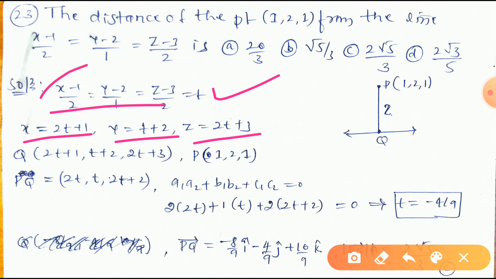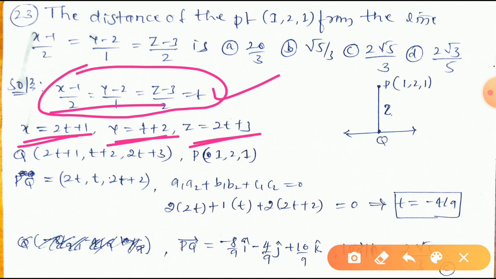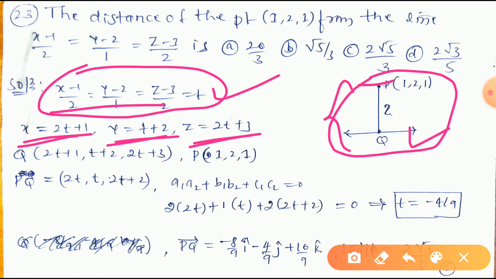By using this result, find x, y, and z. Here we observe that in this figure, our aim is to find the distance of the point P from the line. This is the given line and this is the given point P. Our aim is to find the distance PQ.